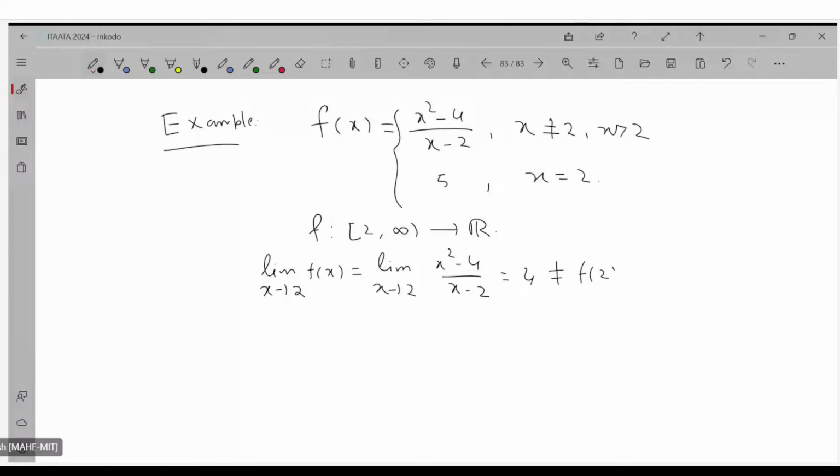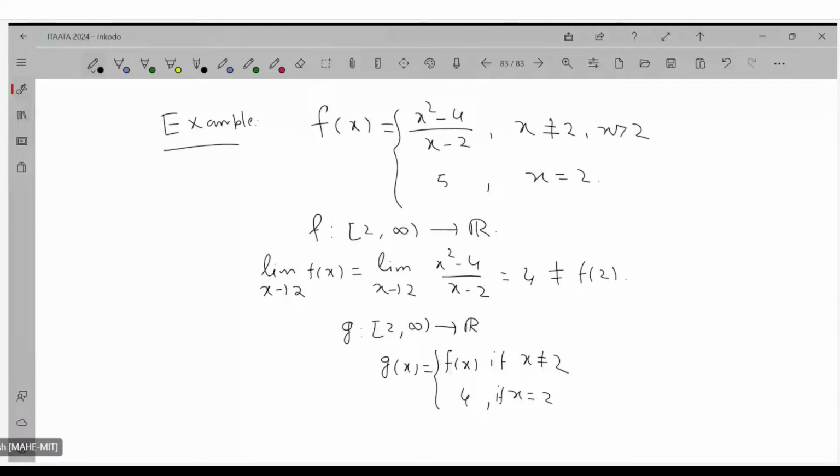But you can define a new function g from [2, infinity) to R in the following way: g(x) equals f(x) if x is not equal to 2, and 4 if x equals 2. Then this g is an extension of f, and this function is continuous at the point 2. So if we have a removable discontinuity, we can extend a function to a continuous function. Fine. So it's a very simple type of discontinuity.